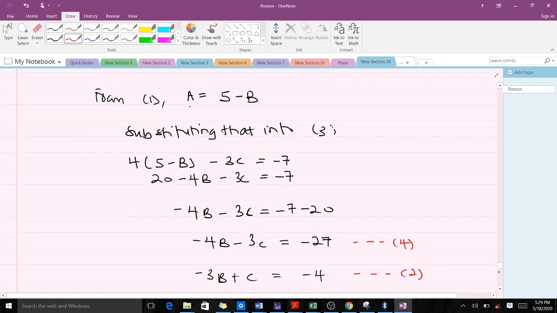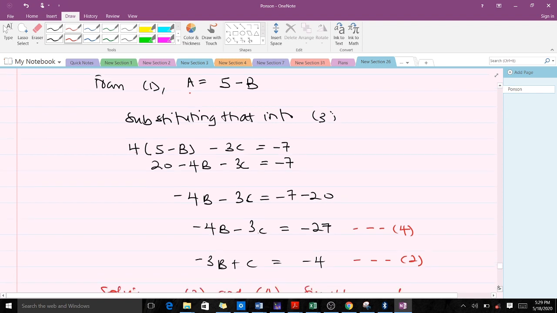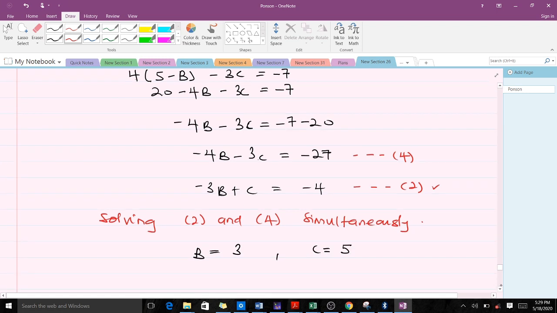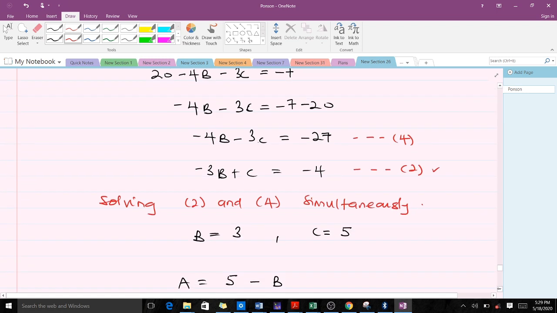And simplifying this further gives us negative b, 4b minus 3c equals negative 7 minus 20, and this finally gives us negative 4b minus 3c equals negative 27, and this is equation 2. And there's a new equation we found, so we name it equation 4. So realize that solving equation 4 and 2 simultaneously, we have them in terms of b and c. So you get b to be 3 and c to be 5 when you solve it.